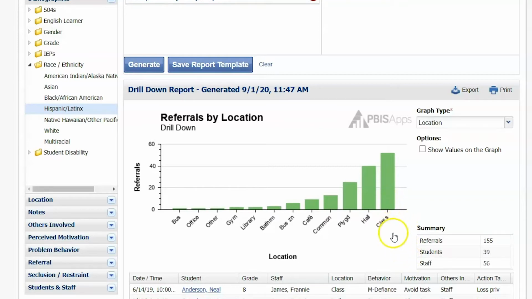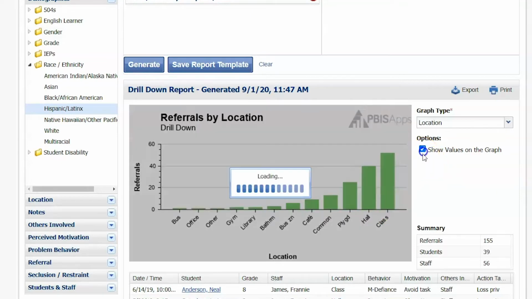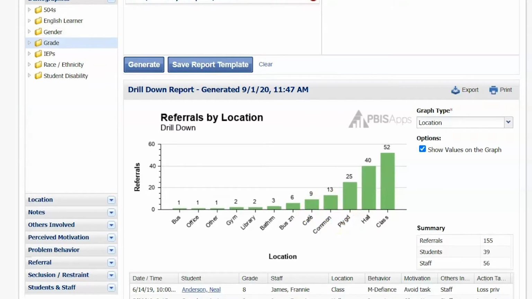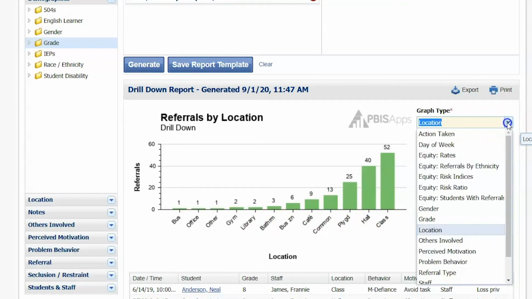I also notice on the location graph that most of the referrals occur in the classroom, but there are a lot happening in the hall and on the playground and the common areas, and some in the cafeteria. I'm looking for a piece of information that will help me narrow down the scope of the problem. Since my building is pretty large, I might want to know if the problem happens across all grade levels or maybe just with a specific group of students. So I'll change the graph type to grade.